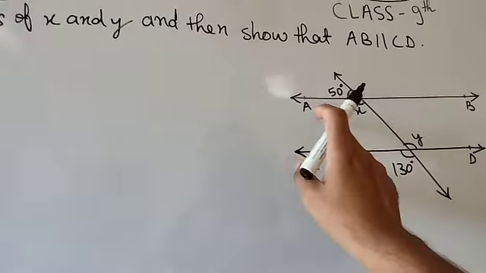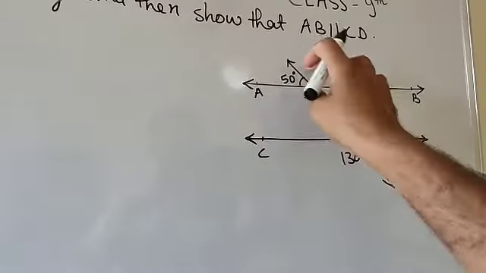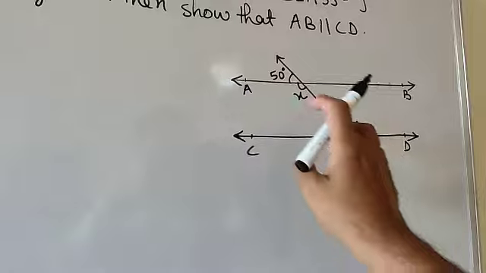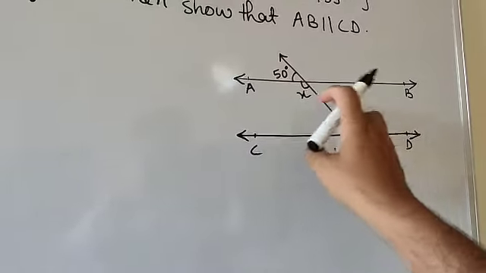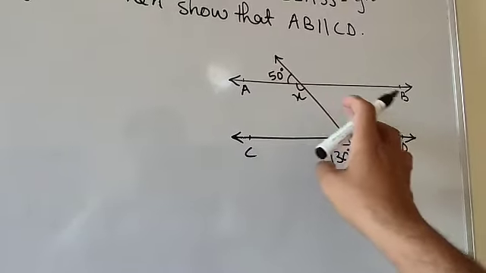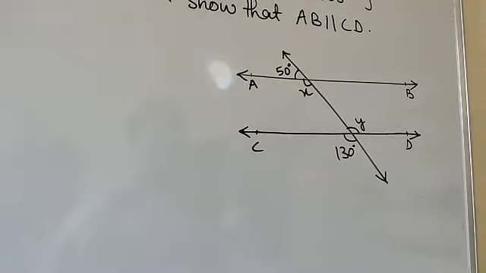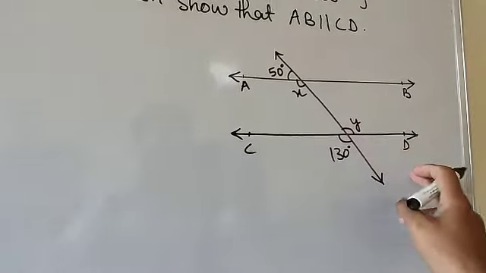Two lines are there, AB and CD. One line intersects both the lines. And here x and y are the two angles. So you need to find the values of x and y, and after that you need to also prove that AB is parallel to CD. So I am going to give the solution of this question.